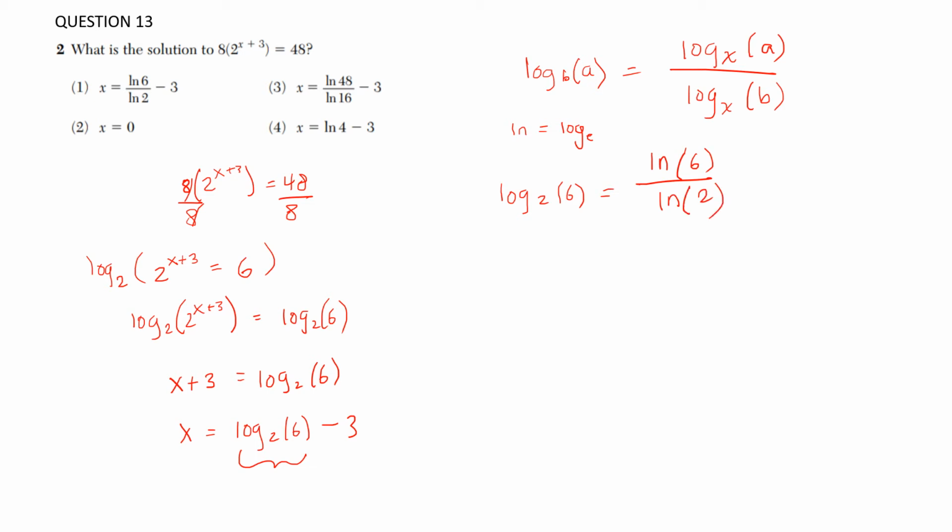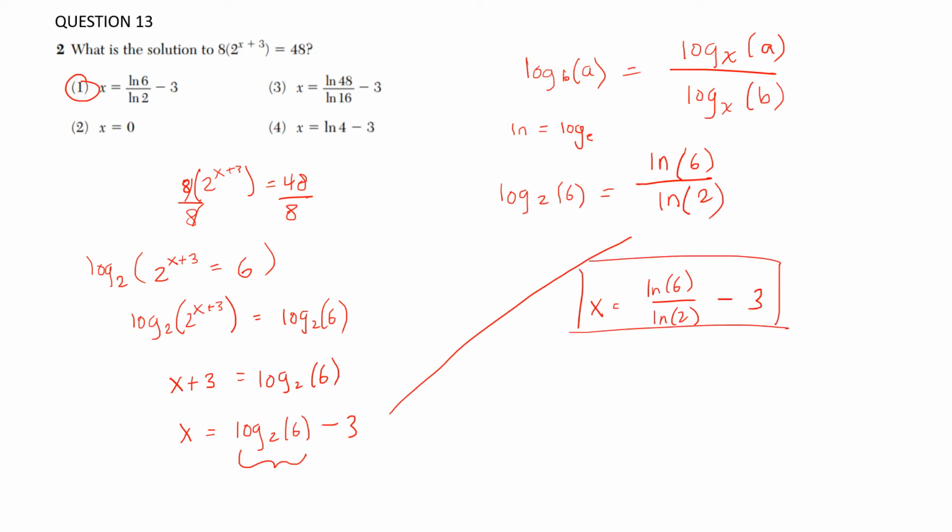And that starts to point to choice 1, because if we just write that answer fully out here, we just replace the log base 2 of 6 with this quotient of natural logs, we will get that x equals the ln of 6 over the ln of 2 minus 3. And that should be our final answer, choice 1.